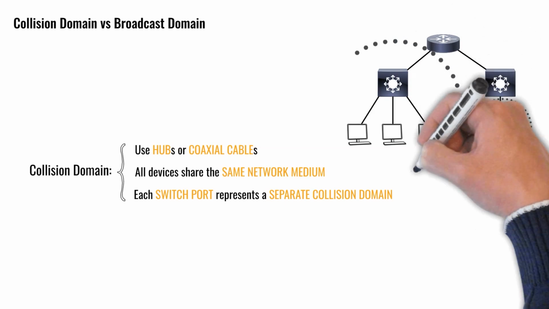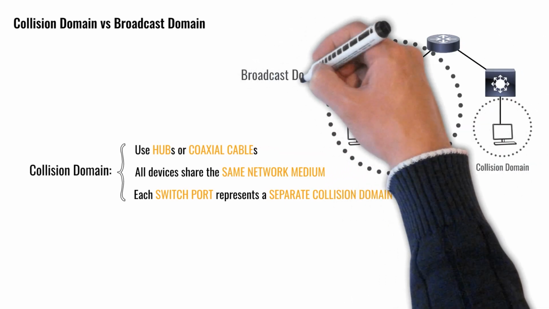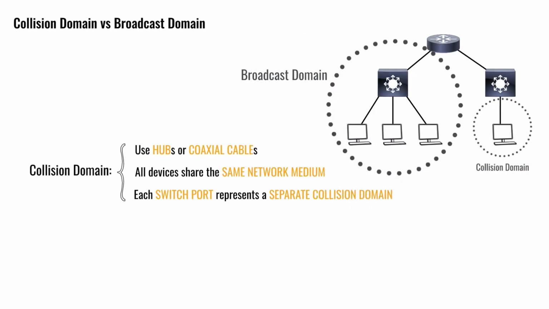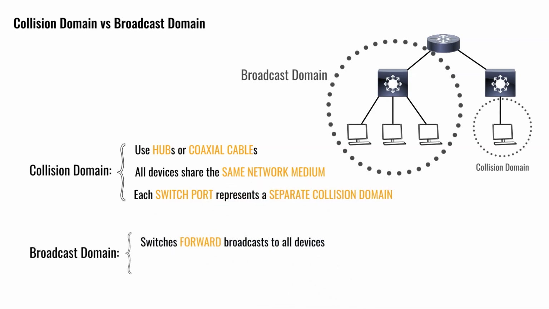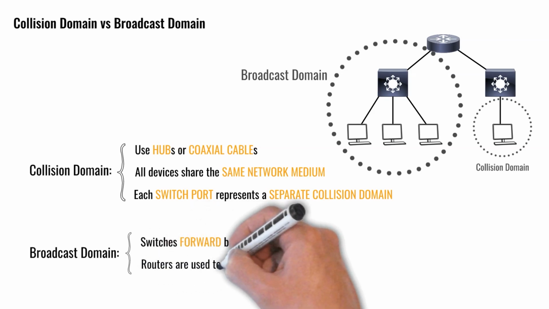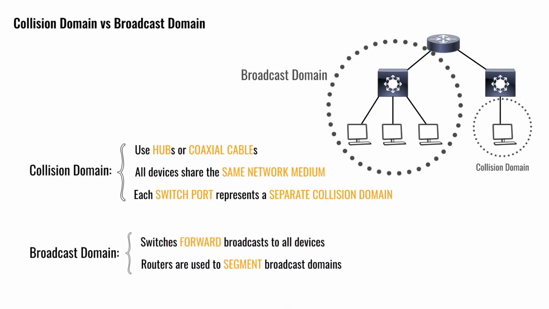A broadcast domain is a segment of the network where a broadcast sent by one device is heard by all other devices. In Ethernet, switches forward broadcasts to all devices in the same broadcast domain. But routers are used to segment broadcast domains, which helps reduce unnecessary traffic and improves network performance.